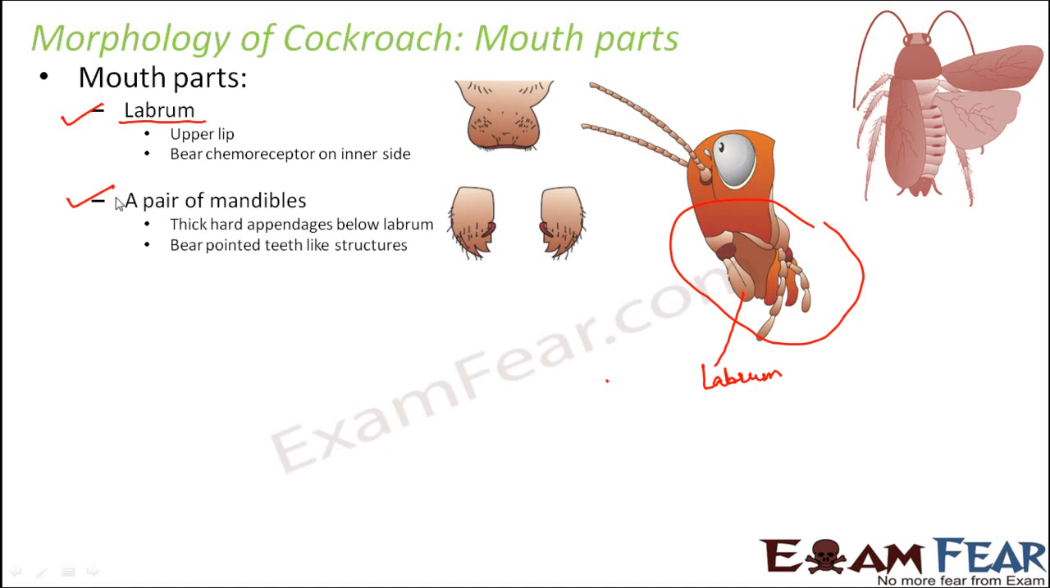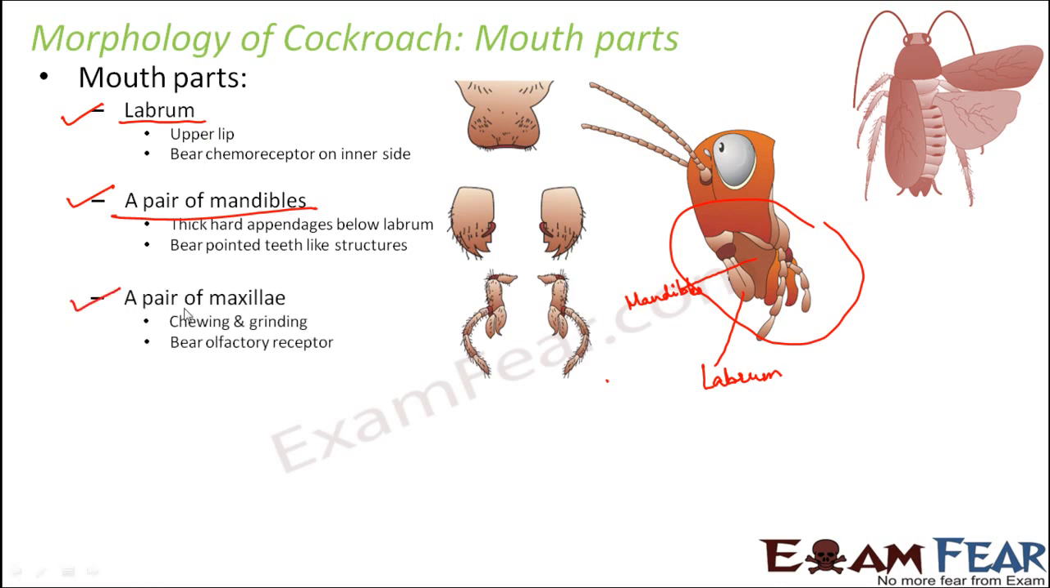Next is a pair of mandibles. What are they? They are thick, hard appendages below labrum. So just below the labrum, you see some appendages, thick and hard. These are called mandibles, and they exist in pairs. Now this is a side view of the cockroach, right? So on the other side you have one more. So that means they are two in number, that is in pair. They are thick, hard appendages. They bear pointed teeth-like structures. So they help in grinding the food.